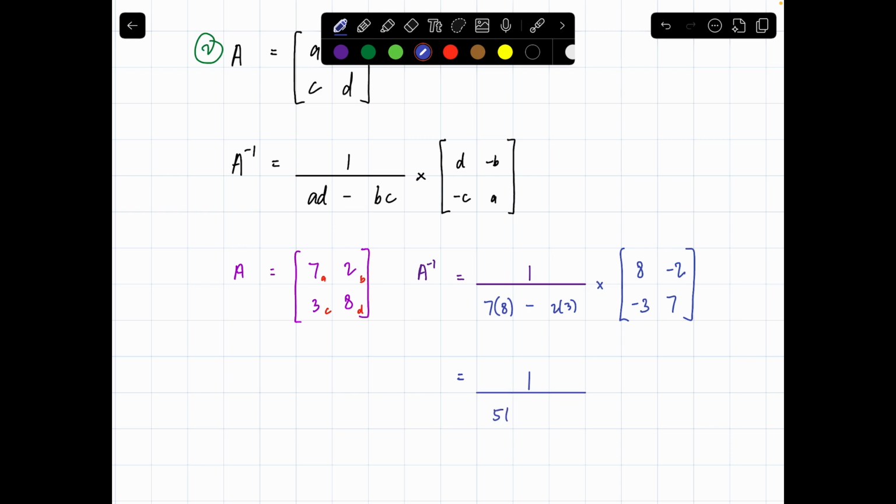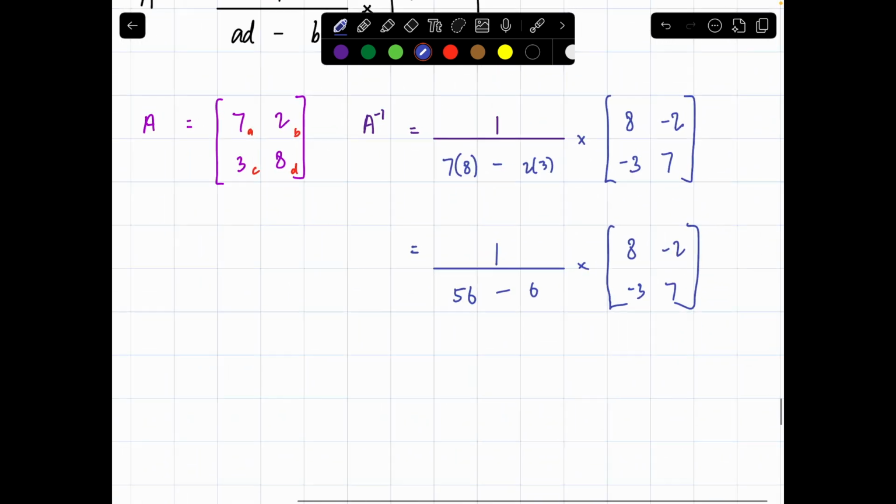Alright, there we go. And then if you were to solve this, we have 1 at the top. On the left we have 56, on the right we have 6 times... 8, -2, -3, and 7. So we will have 1 over 50 multiplied by 8, -3, -2, and 7.